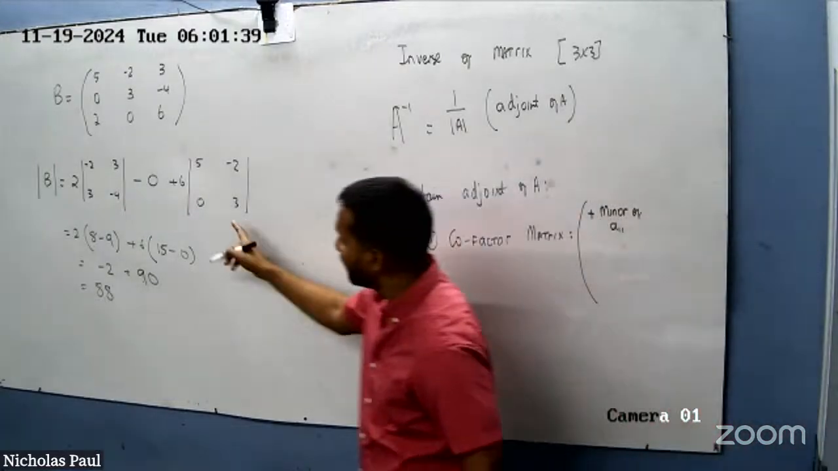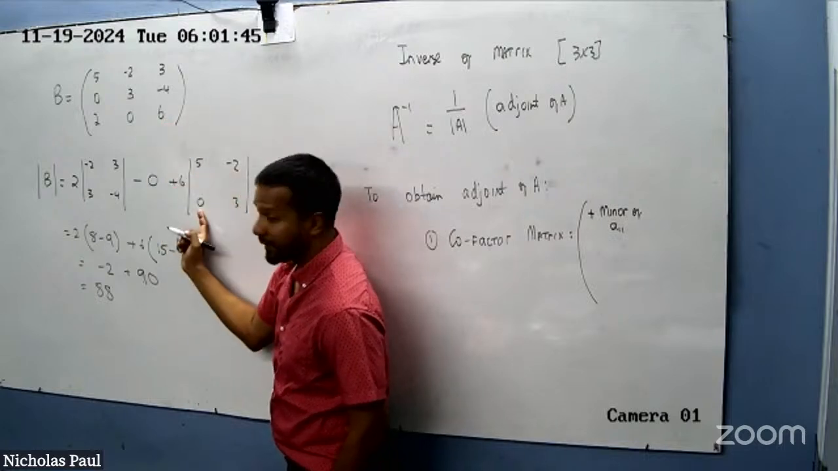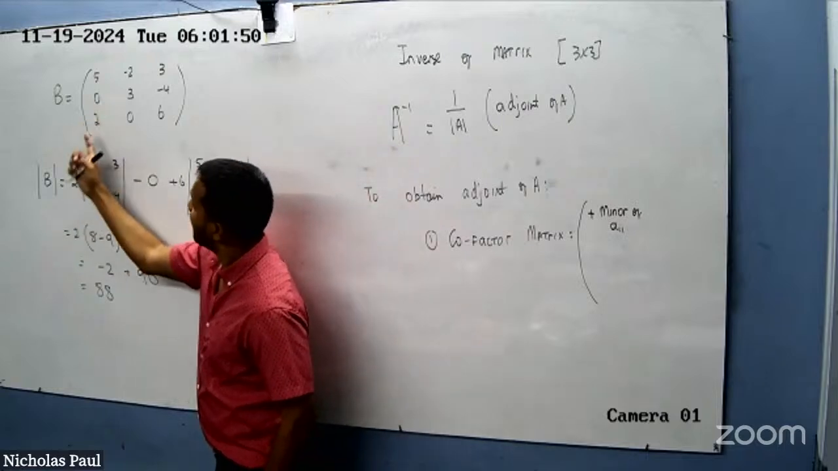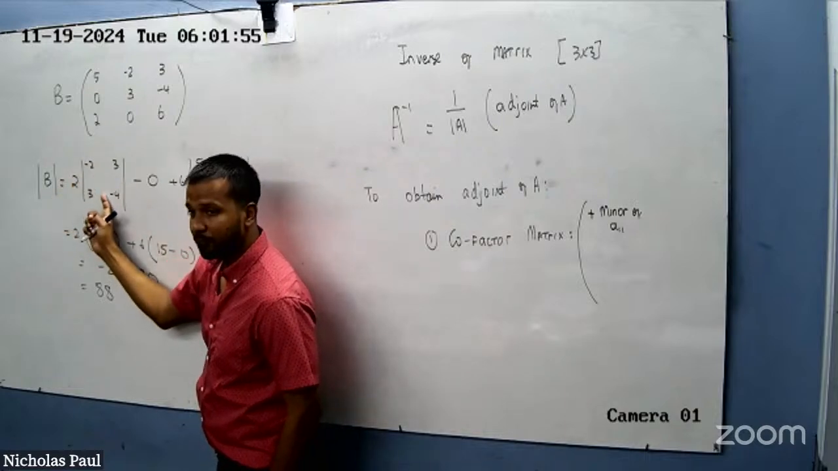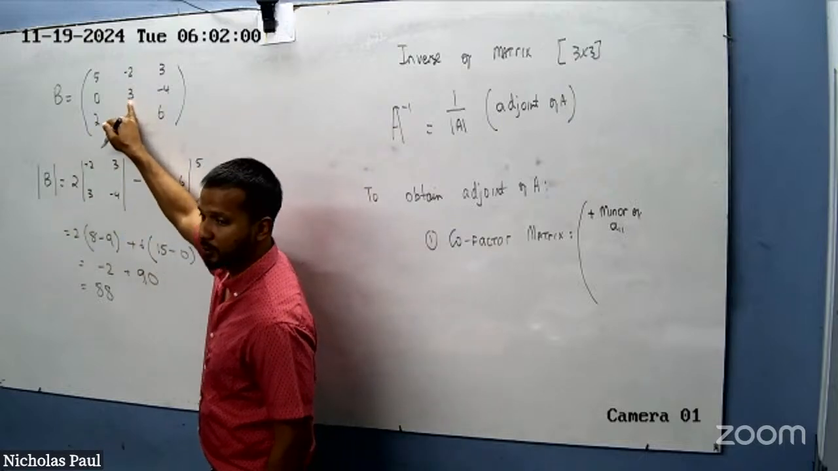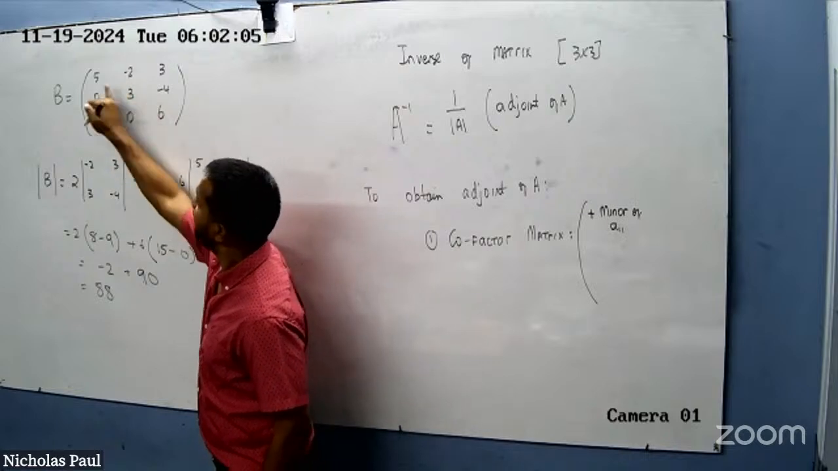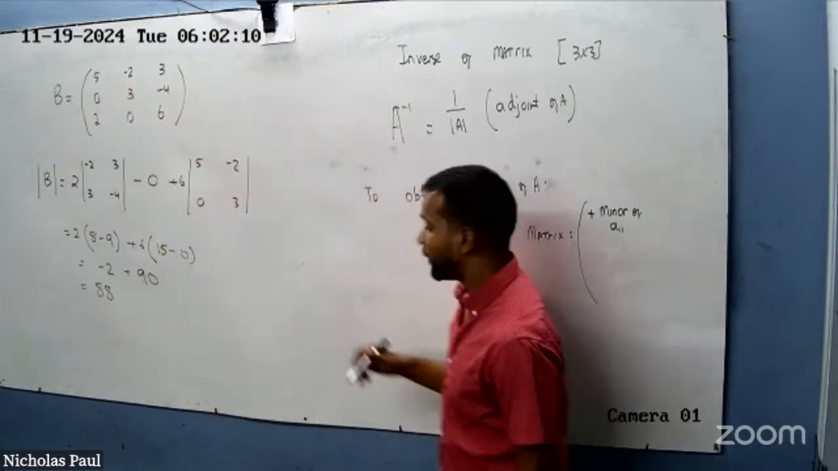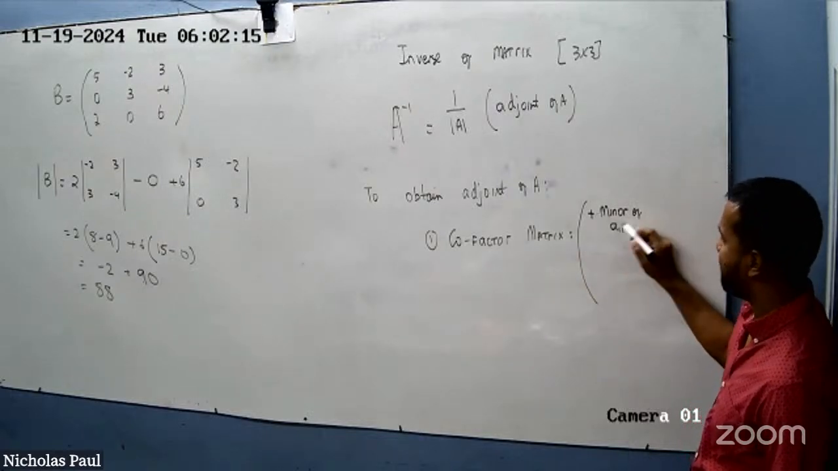So here, the cofactor of 6 is the sign by its minor. Nothing to do with 6, leave 6 out. The cofactor of 2 is positive, this value here. You're leaving 2 out. What's the cofactor of 3? The cofactor of this 3 here is positive times the determinant of 5, 3, 2, 6. So to get the cofactor matrix, it's the sign times the minor.